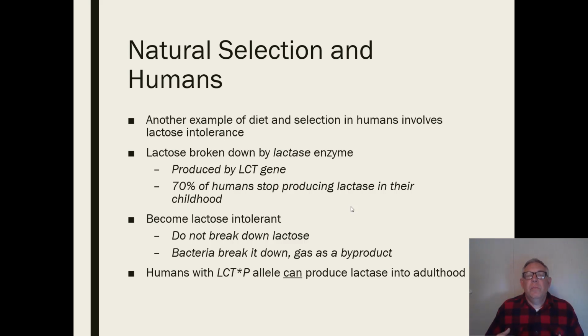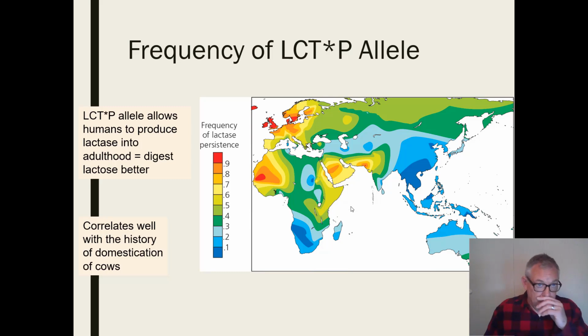So this is one way. There's a couple different ways you can be lactose intolerant. Now, however, some humans have a different allele. They have the LCT*P allele, which is a functioning allele, and they do produce lactase into adulthood. They don't stop producing lactase, they keep producing lactase, and those humans are not lactose intolerant. And if you look at that LCT*P allele, it's much more frequent in places that domesticated cows earlier. And so the frequency of it correlates well with the domestication of cows.